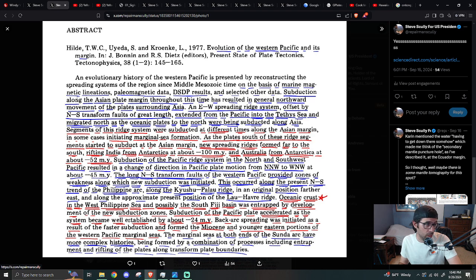other data. Subduction along the Asian plate margin throughout this time has resulted in general northward movement of the plates surrounding Asia. An east-west spreading ridge system offset by north-south transform faults of great length extended from the Pacific into the Tethys Sea and migrated north as the oceanic plates to the north were being subducted along Asia. I don't remember exactly why I underlined that twice.